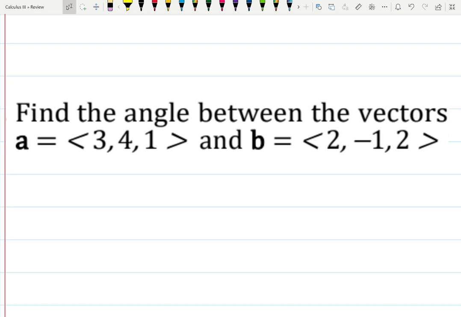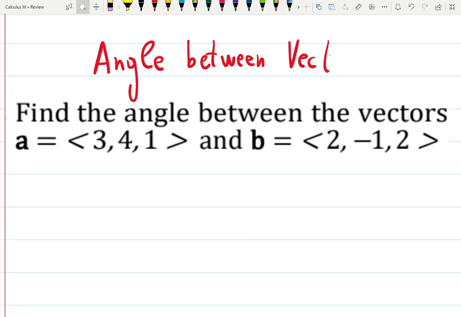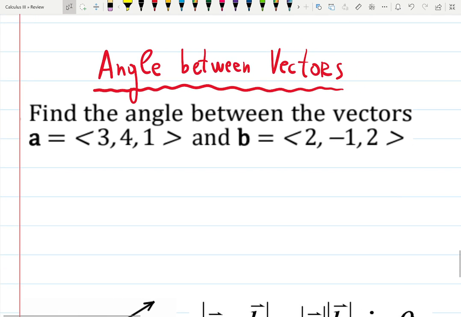The angle between the vectors problems. Here you need to remember the formula of the angle between vectors. And we actually just recently learned two of these formulas, one using dot product and the other one using cross product. Do you remember any?